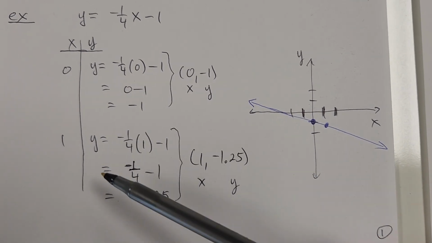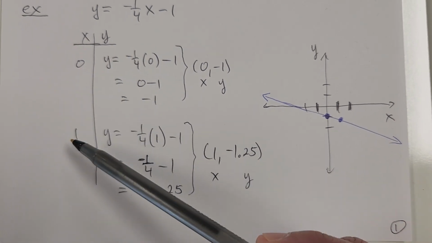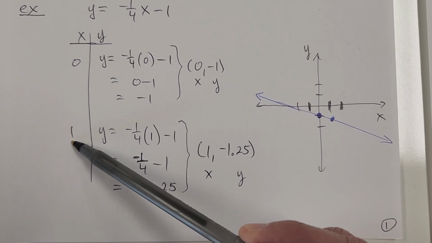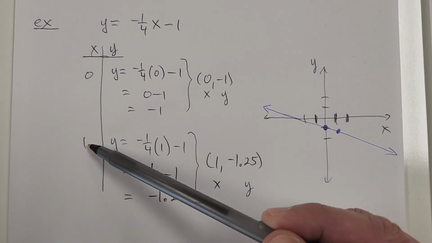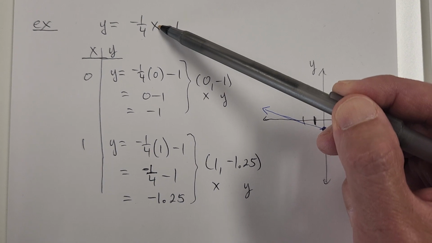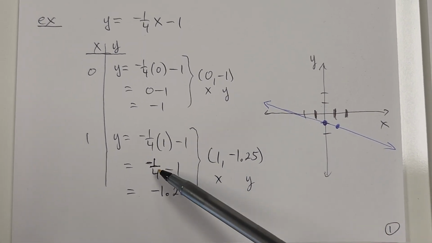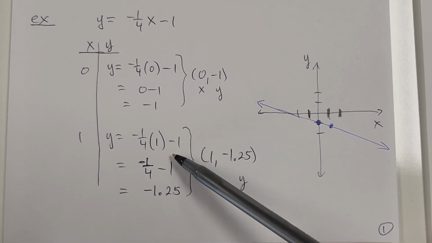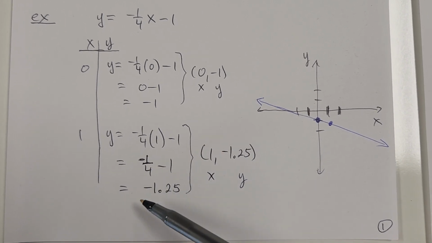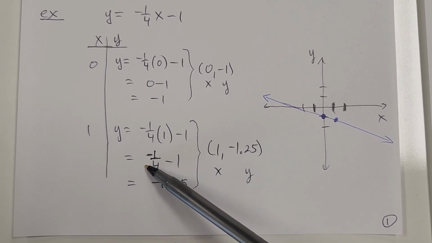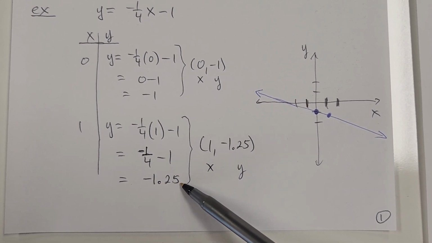Okay, repeat that one more time with another number. So next to 0 will be 1. Now put 1 in for x. Again, here's my x. You will put 1 in for x. So -1/4 times 1 is back to itself. Don't forget the -1. And 1/4 is technically 0.25. So -0.25 subtract 1 will give me -1.25.